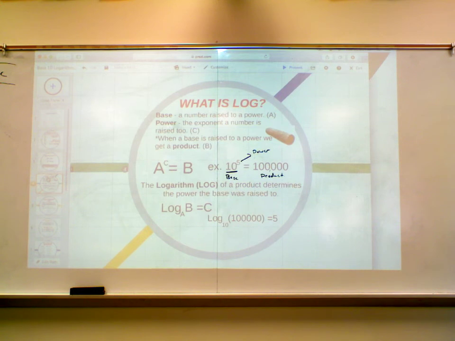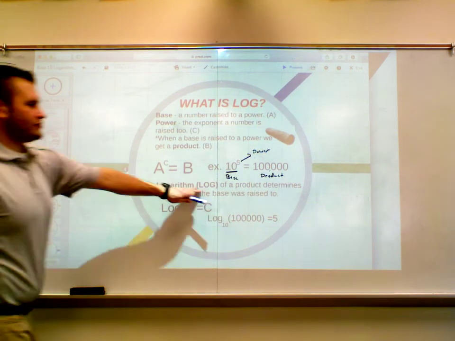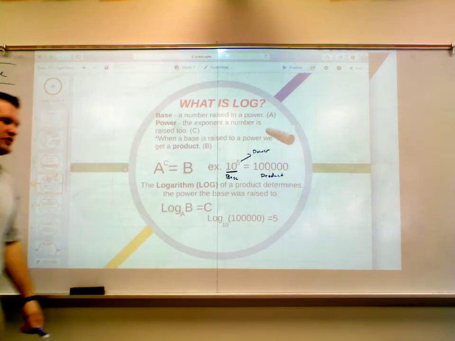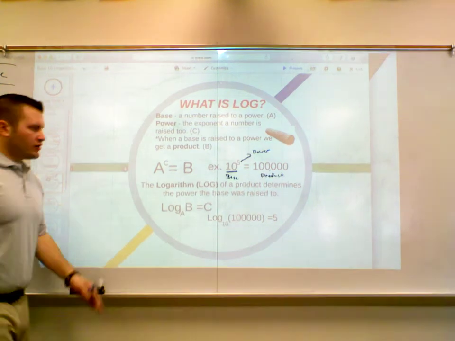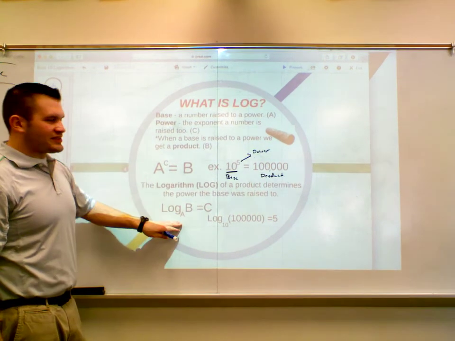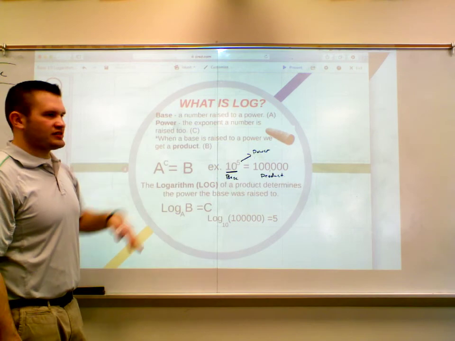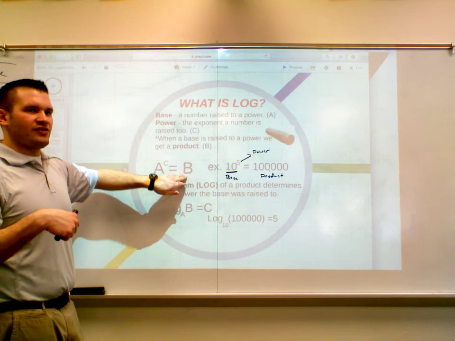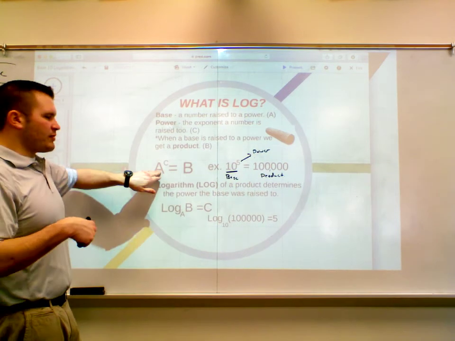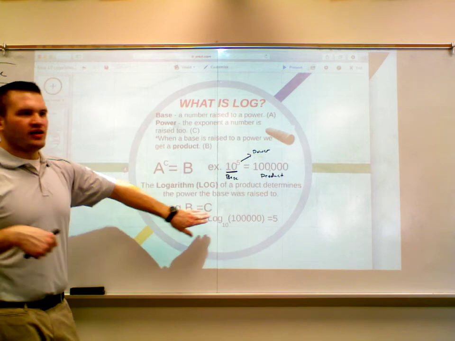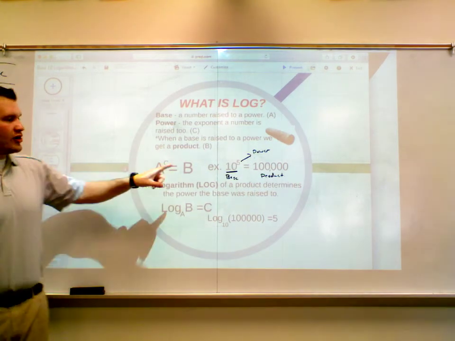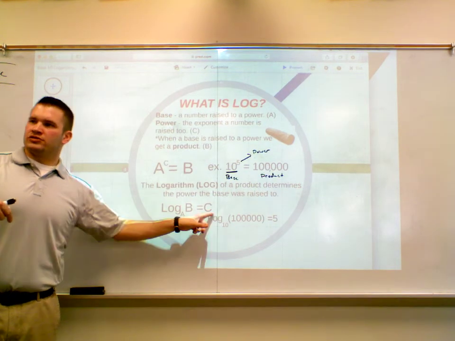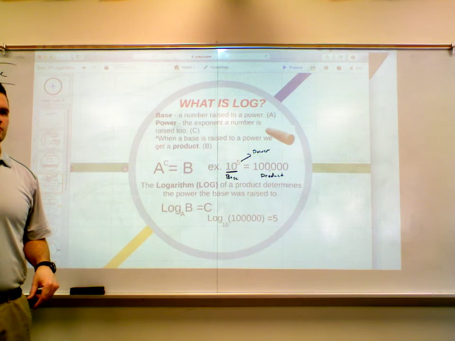Now, what does log have to do with anything? Log is short for logarithm. The logarithm of the product determines the power the base was raised to. So if I take the log base A of B, then I'll get C, because B was my product and A is my base. Basically, it tells me what power I need to raise A to in order to get B.